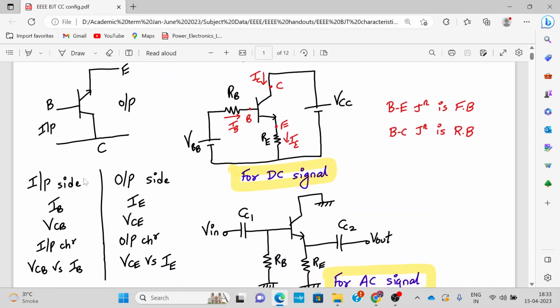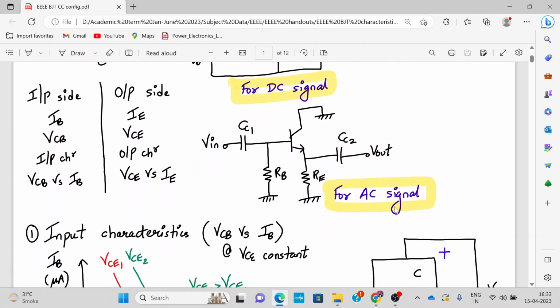So here on the input side we have IB, VCB. At the output side we have IE and VCE. So input characteristics is between VCB and IB, and output characteristics is between VCE and IE.